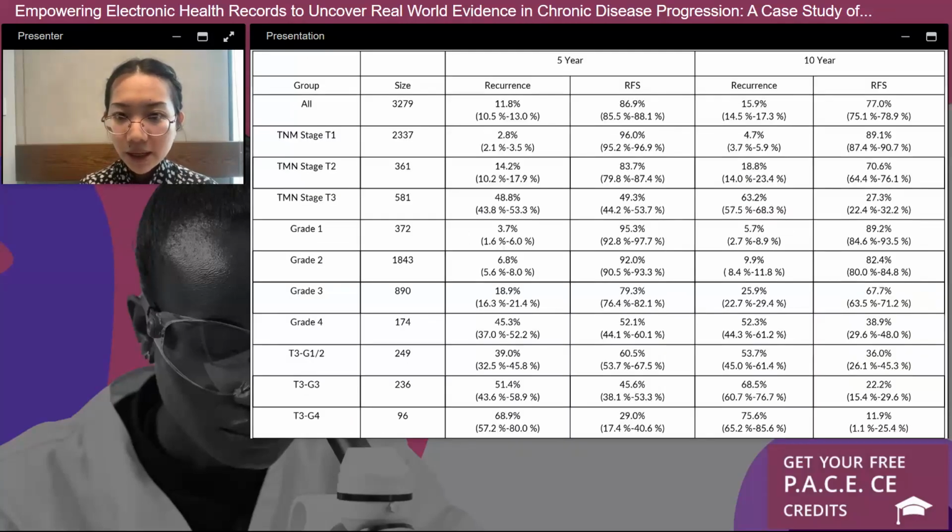So in this table, you actually can observe the same findings. So the RFS refers to the recurrence-free survival. So you could actually observe the same patterns. So for instance, if you look at the different stage subgroups, you will notice that the recurrence-free survival actually drops as the stages become higher. So the same can be observed with the grade as well.